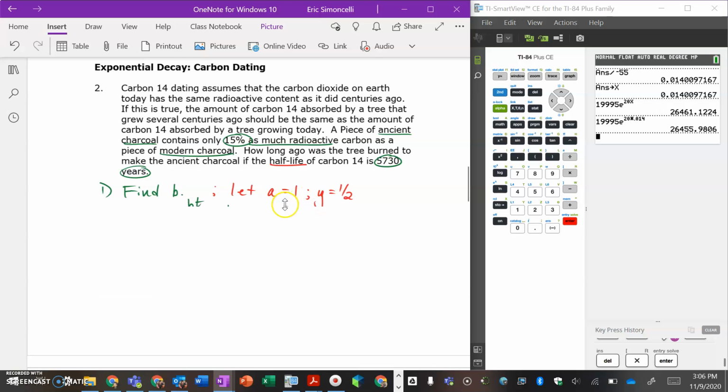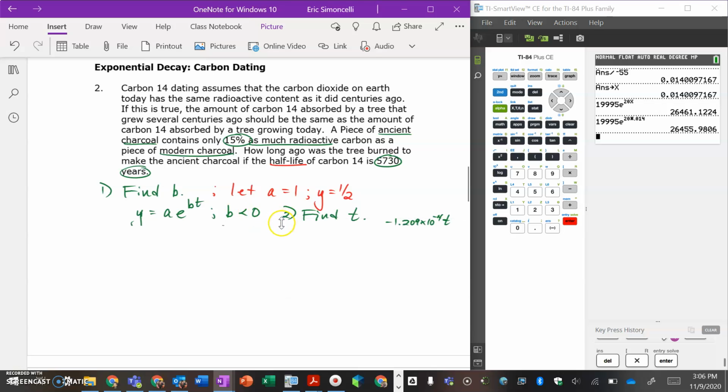Now if you're wondering why I'm letting a equal 1, I don't know how many grams, let's say, we're starting off at. So I'm going to start with 1. And if a equals 1, that means that y, half of it, in other words, decaying in half, would just be that. So here's our equation. y equals ae to the bt power, like I said, or bx, same thing. b is going to be negative.